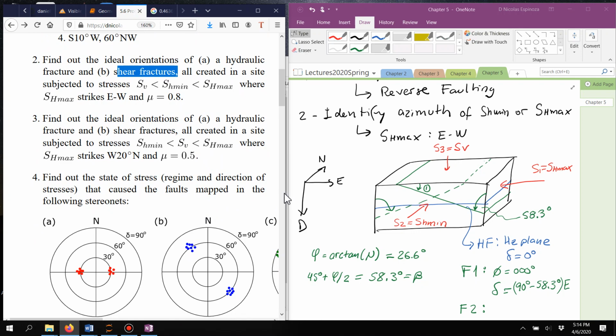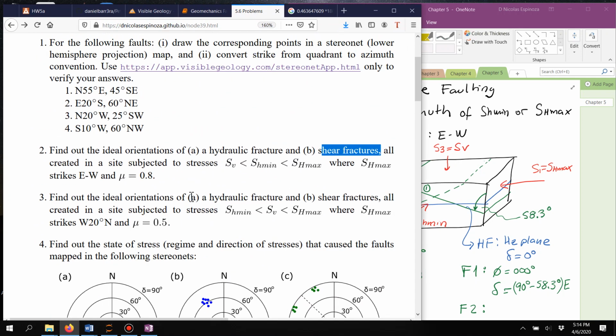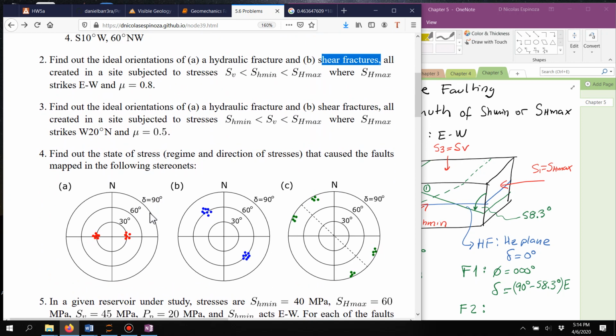And the fourth problem is the inverse problem to problem number 1. In this one, I'm giving you the poles of a number of fractures, and you have to say what is the stress regime and the direction of the stress that cause such faults. For example, here you see that we have faults which have a dip of 30 degrees, and the strike, remember, is going to be given by a line perpendicular to the line that joins the pole with the center.